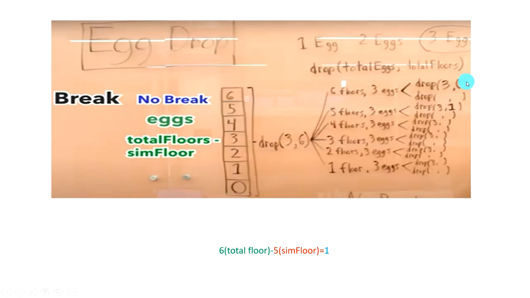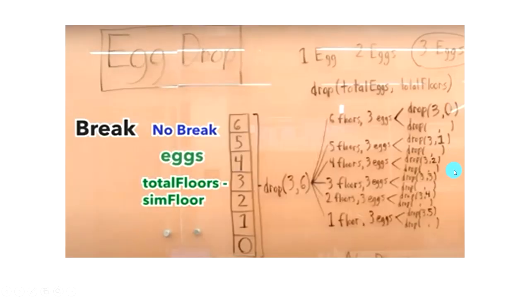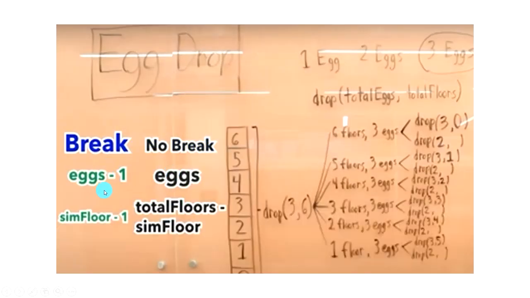So we have filled in all these values, and the next thing is what if the egg goes on to break? What do we do then? So if the egg breaks, we initially had 3 eggs, right? So the number of eggs that we have now becomes 2. So we'll be filling 2 for all the values. And what will happen to the simulation floor? We had dropped the egg from, say, the 5th floor and it broke. So if you're going to drop it from the 6th floor, it's going to break as well, right? So it's not a logical move to go any higher.